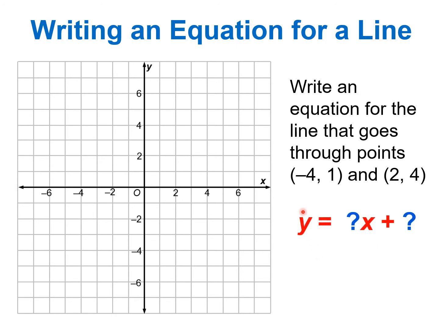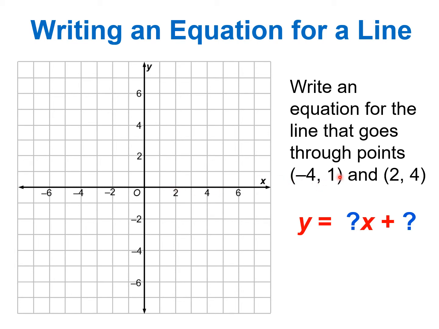So we know the equation is going to be y equals something x plus something. But we don't know the number that goes here because we don't know the slope, and we don't know the number that goes here because we don't know the y-intercept. Now, let me show you how you could solve this using a graph.